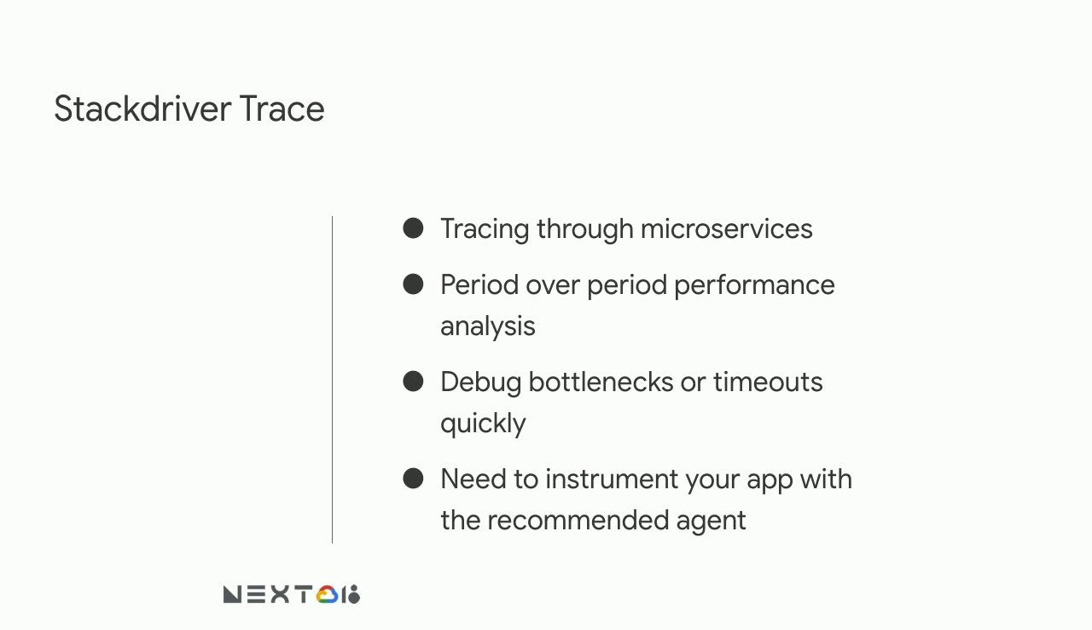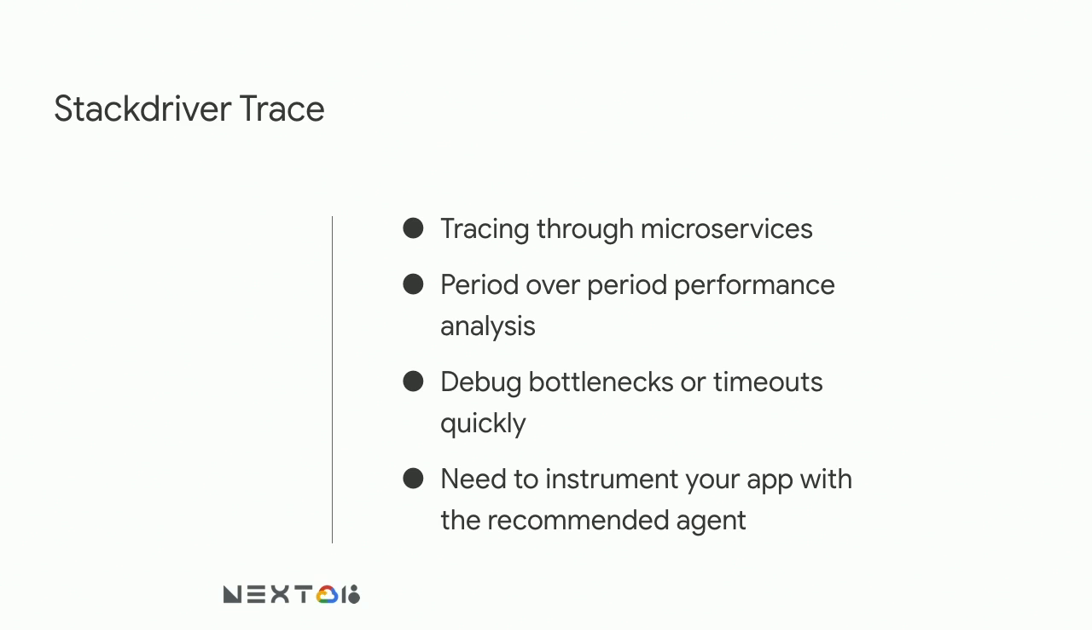Trace. This is the tracing through microservices thing. This lets you kind of see the timeline of what's going on in your application. It also has cool features like period-over-period performance. So someone's like, the website is slower this week. And you can say, no, I can impose a latency graph over top from last week and this week, and the answer to that is no. Or you can say, oh, yeah, sorry about that. I'll fix it. You can also debug bottlenecks and timeouts quickly.